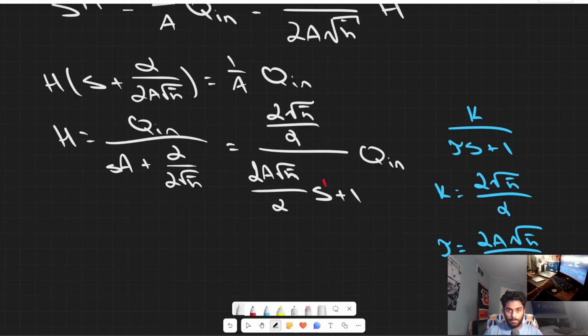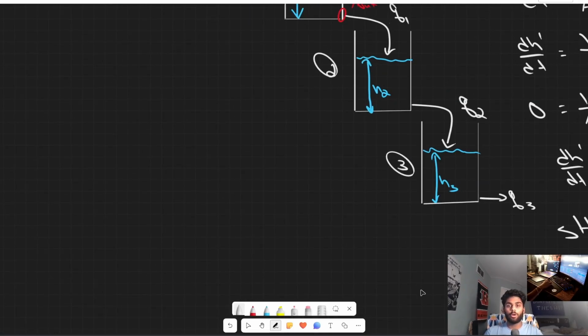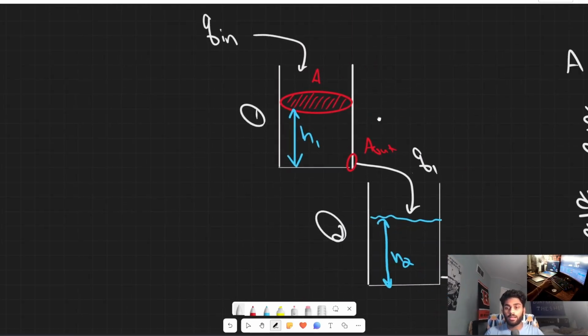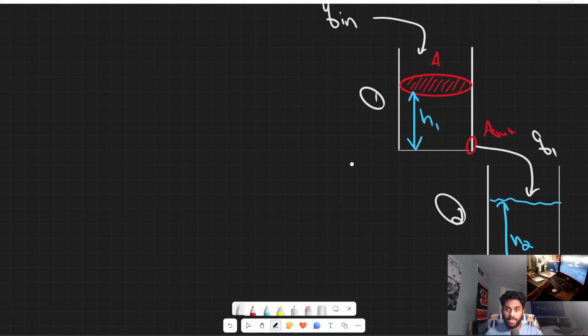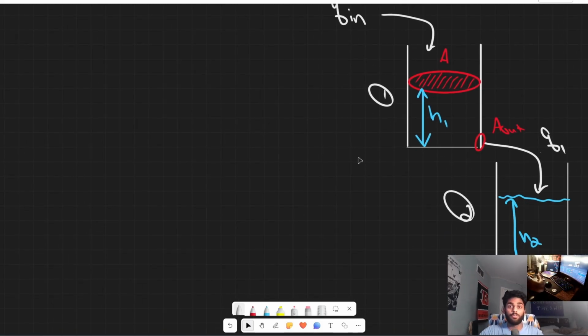Before we get to that, we want to do one more analysis. And that analysis is, what about the flows exiting each tank? How do we relate that to the subsequent height? That's actually pretty simple because we have another set of differential equations to help us tackle that.